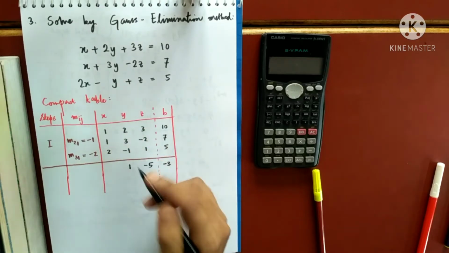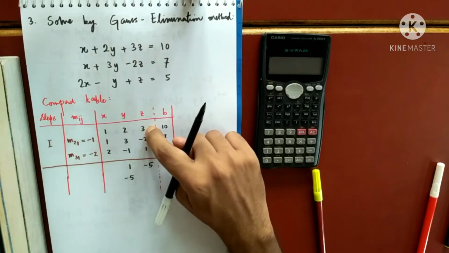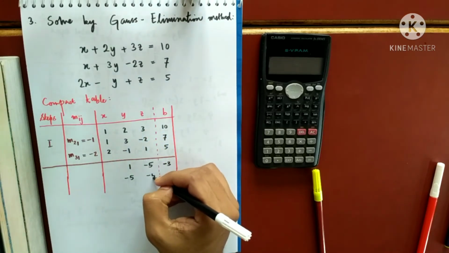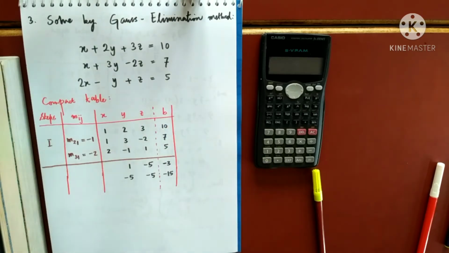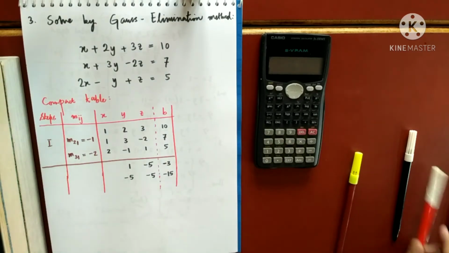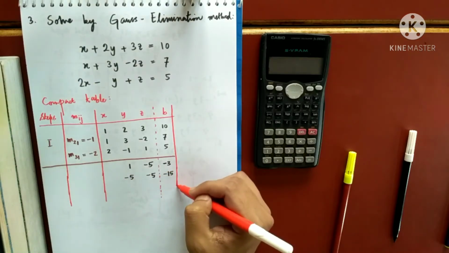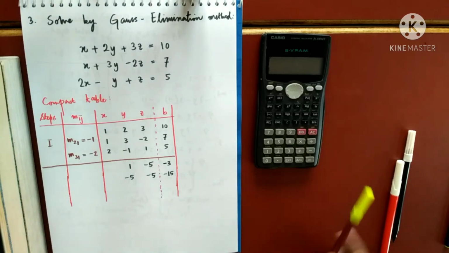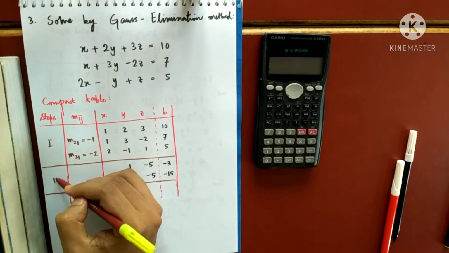Minus 4 minus 1, it will become minus 5, minus 6 plus 1 minus 5, and then minus 20 plus 5 is nothing but minus 15, right? So this is after the first step. I have eliminated x1 between the first and the second equation, and the first and the third equation. I am doing the same thing. Don't forget that this is my step 2 now.